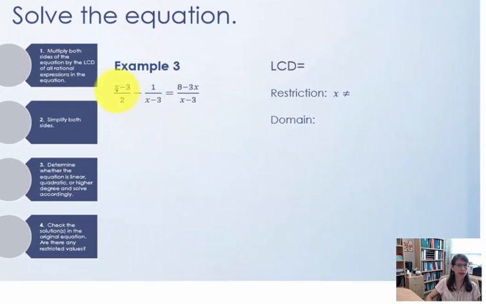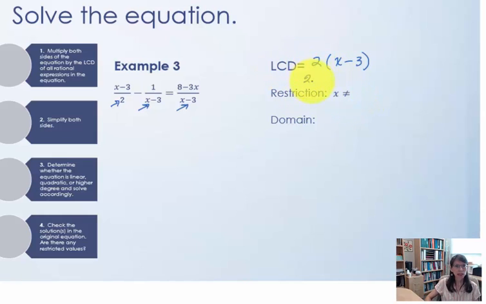In example 3, we have (x minus 3) divided by 2 minus 1 over (x minus 3) is equal to (8 minus 3x) divided by (x minus 3). Looking at all denominators, it looks like everything is already factored this time. So we'll build our lowest common denominator with the product of each unique factor. So 2 is a unique factor. The quantity of x minus 3, notice, is identical in the other denominators. So I just need to write that one time because it's written as a power of 1 in each individual denominator.